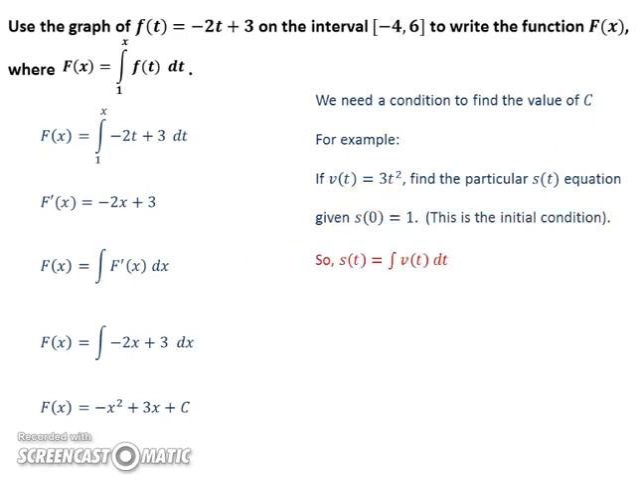Okay, so we know that the position function would be the integral of the velocity, or the velocity is the derivative. So integrate 3t squared. Use the power rule again. This will be t cubed over 3. Those 3's cancel, plus c.